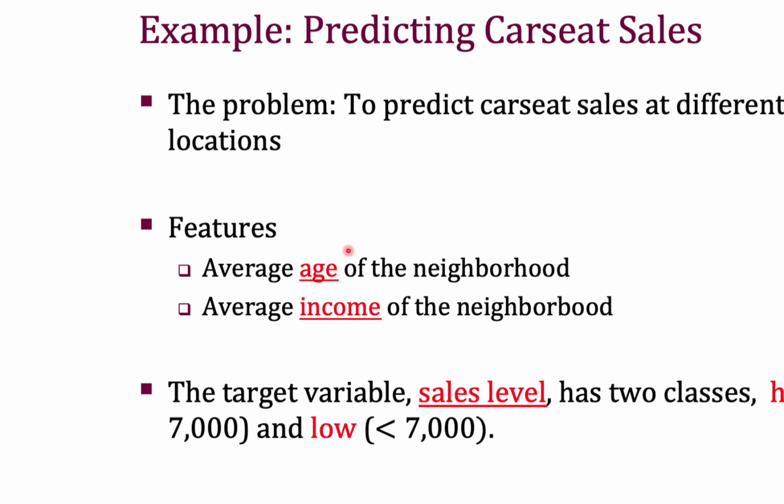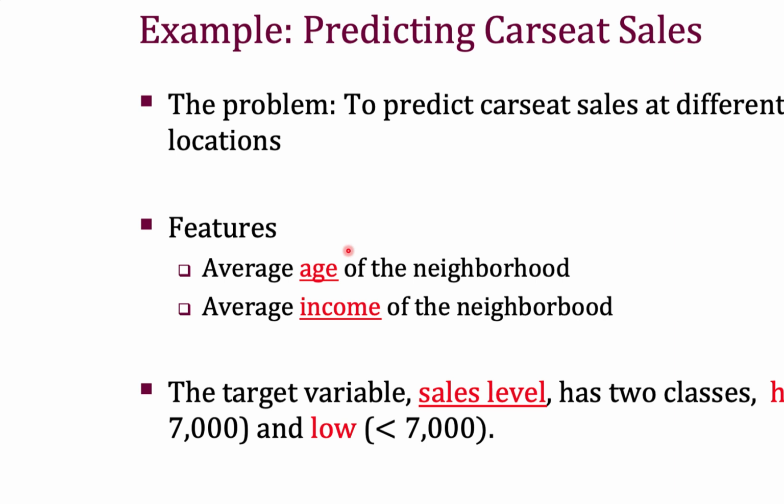In our data set, we will have different rows. Each row corresponds to a retail location. At that retail location, we're trying to sell car seats. Now, the features include the average age of that location and also the average income of that location. So in this context, it's not the age and income of an individual. Instead, we're looking at a certain retail location, maybe a neighborhood or a city or a region, and then what is the average age and average income in that region, right?